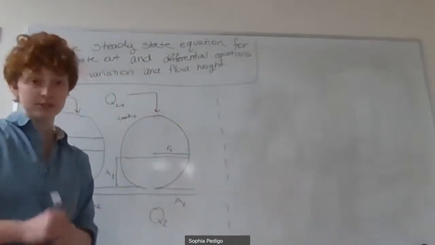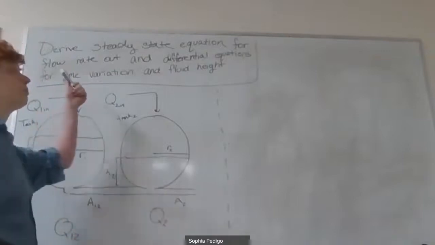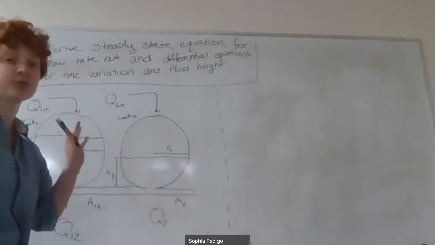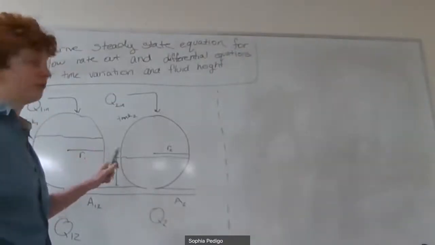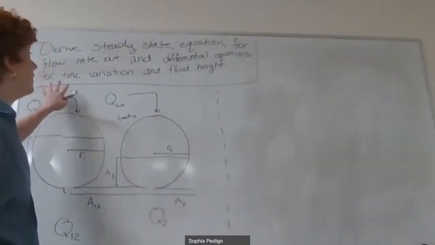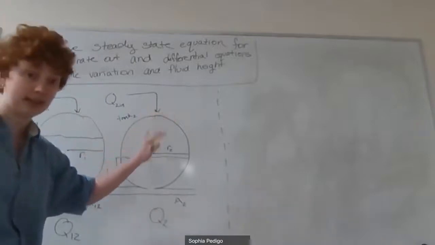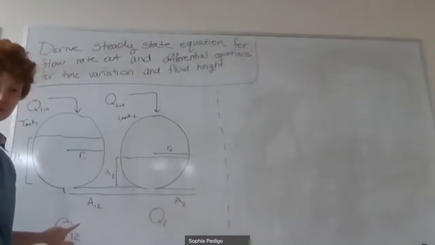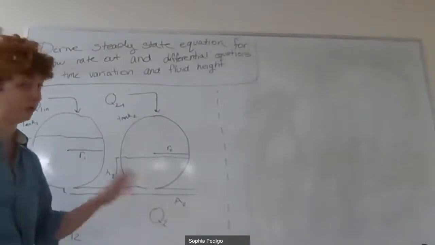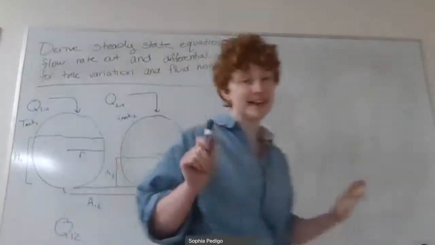What we want to do today is see if we can derive steady state equations for the flow rate out of the tanks and use that information to find differential equations for the time variation of the heights of these tanks. So let's look at these flow rates that I just wrote down, Q12 and Q2. These are the flow rates leaving the tank.